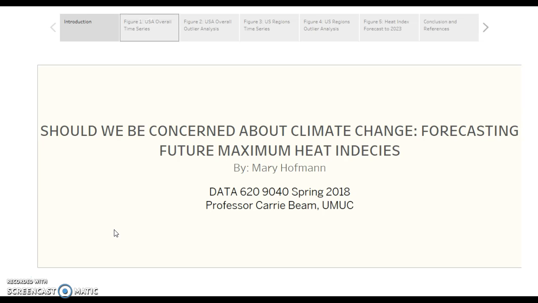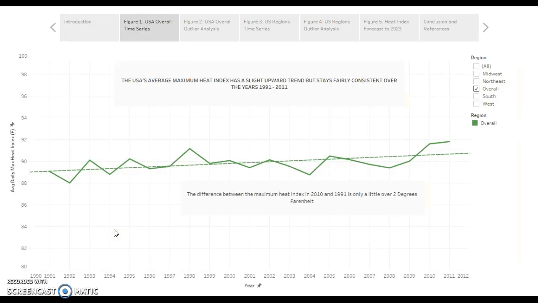To do this analysis, we are looking at a data set that has about 20 years worth of historical data, and the measure that we are analyzing here is the average maximum daily heat index from the years 1991 to 2011. The bold line here is just a simple plot of those averages. This dashed line is a linear trend line of this heat index, suggesting the trend over the years that we have and potentially the trend in the future.